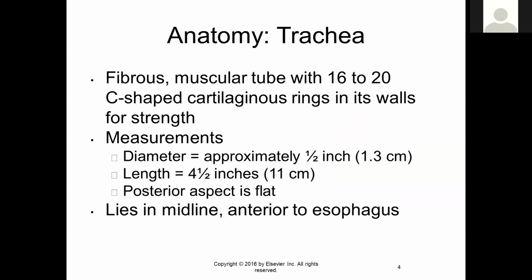The trachea is of interest on the chest x-ray. This is your windpipe. It's a fibrous muscular tube with C-shaped cartilaginous rings in its walls that keeps the airway open. These rings of cartilage ensure that your windpipe does not collapse.